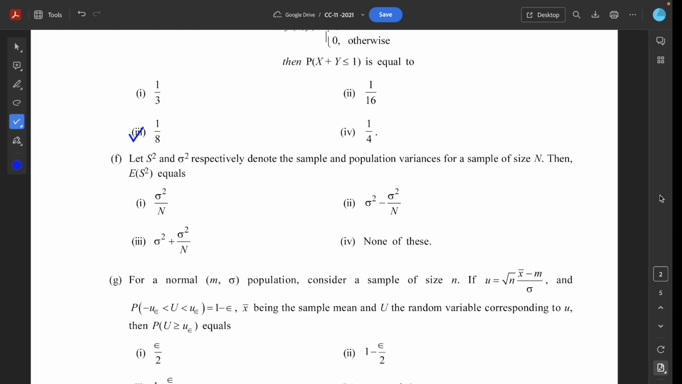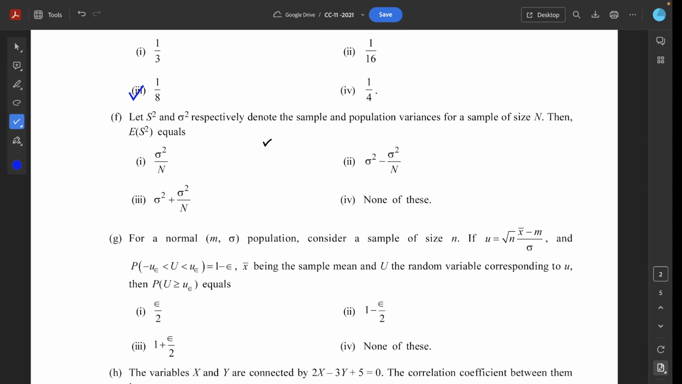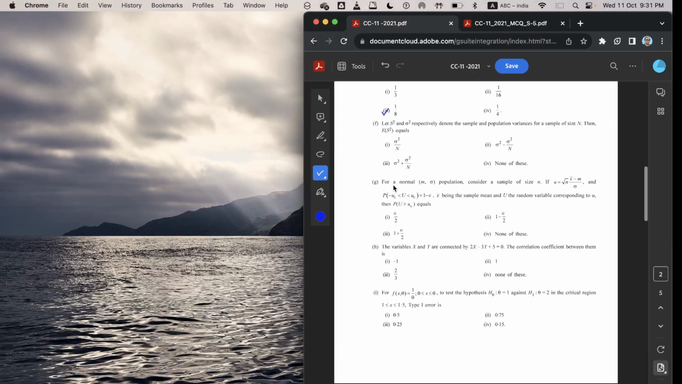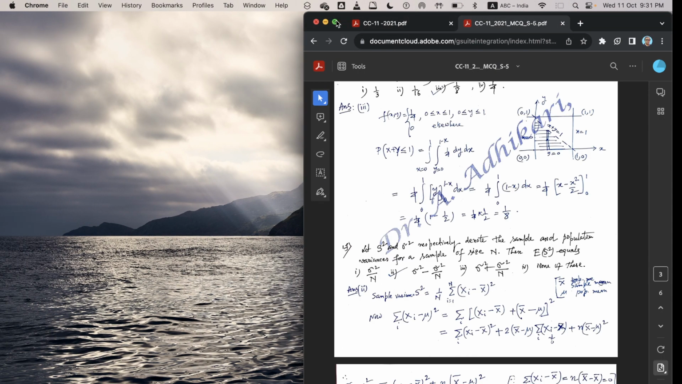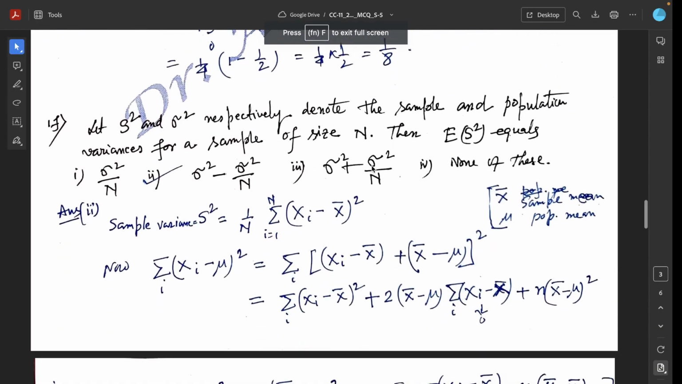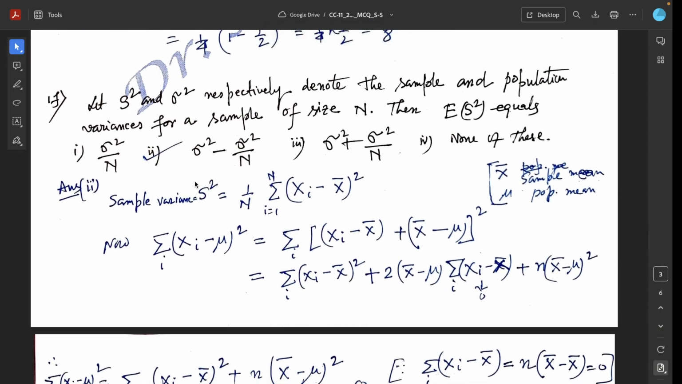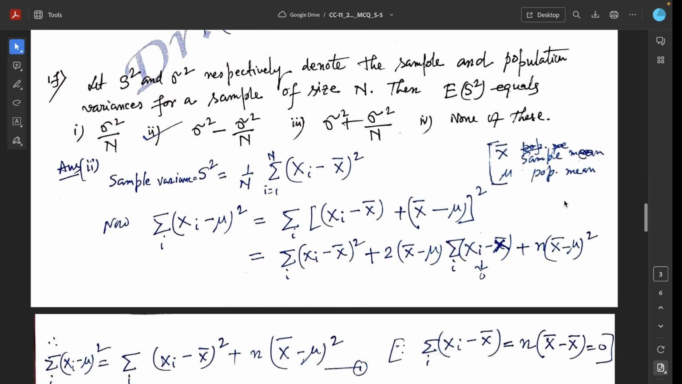Next question. Let A² and σ² respectively denote the sample and population variances for a simple random sample of size n. Then the expectation of A² is equal to this. Here, the sample variance A² equals 1/N times the summation over i from 1 to N of (Xi − X̄)². Here X̄ is the sample mean and μ is the population mean.